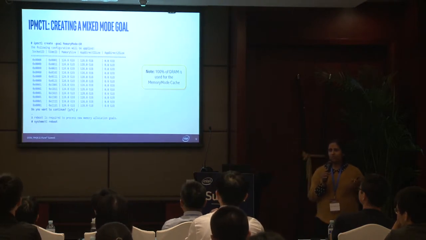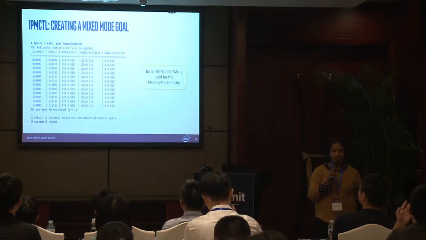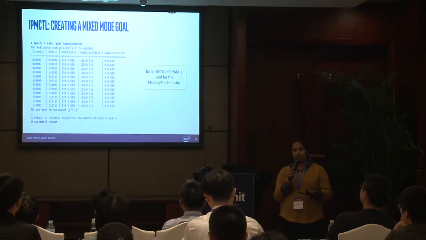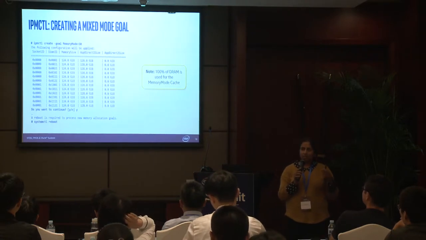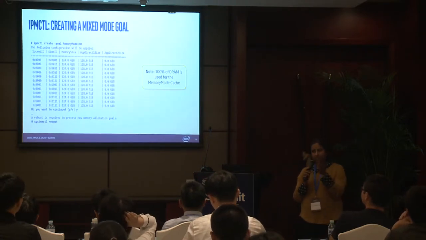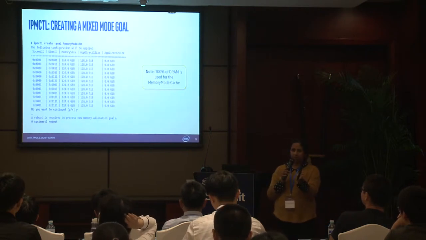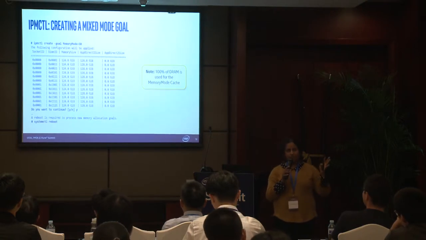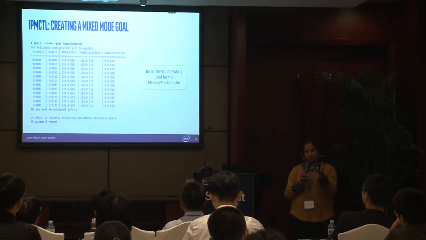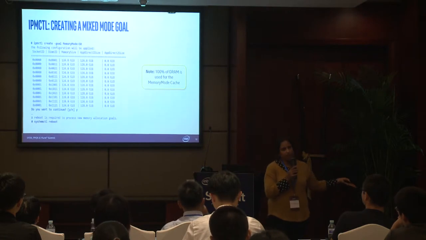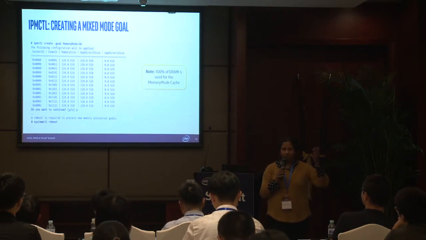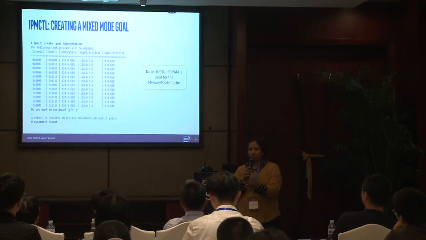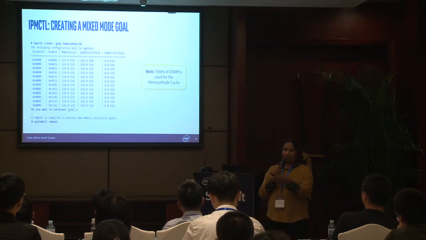IPMCTL can be used to configure the capacity not only in memory mode and AppDirect, but there's something called mixed mode. What does that mean? You can use IPMCTL to configure part of the capacity to be in memory mode, and at the same time the rest of the capacity to be in AppDirect. So on the same platform, you can have something set up as mixed mode. For example, I don't want all 3 terabytes of DRAM or volatile memory; I want only 1.5 terabytes of volatile memory, but I want the rest to be configured as persistent memory. That's called mixed mode.